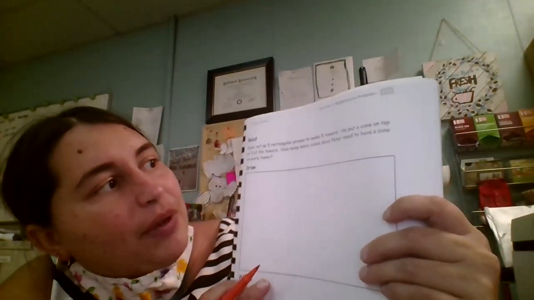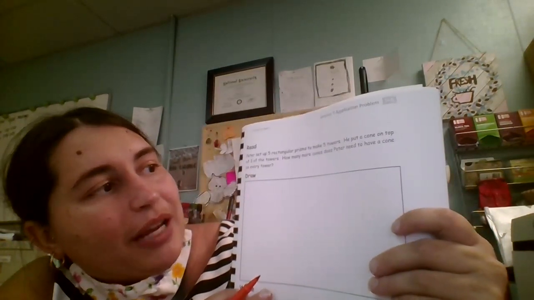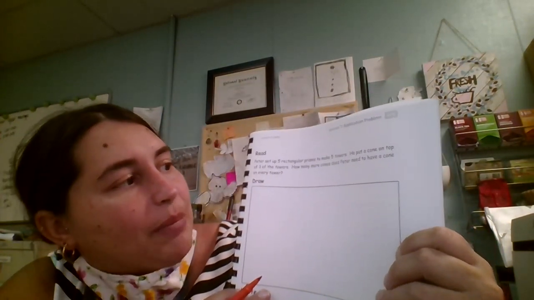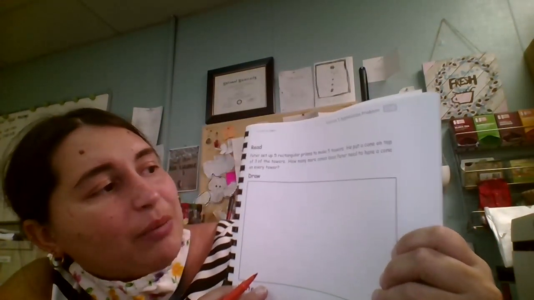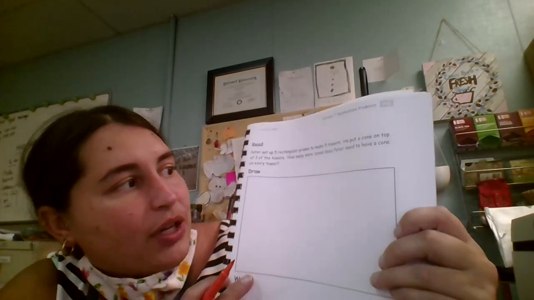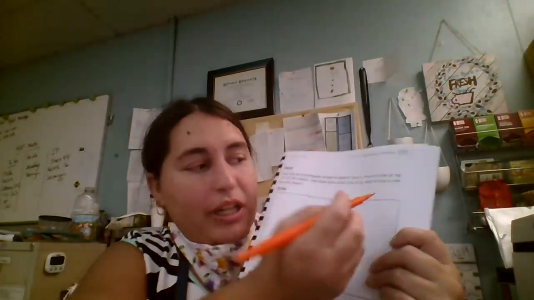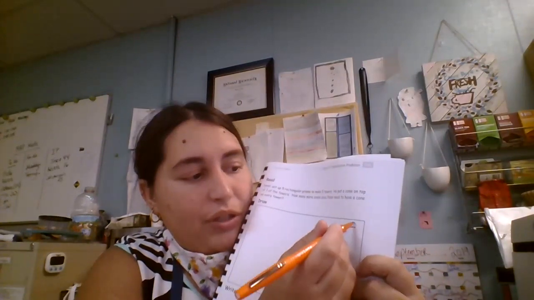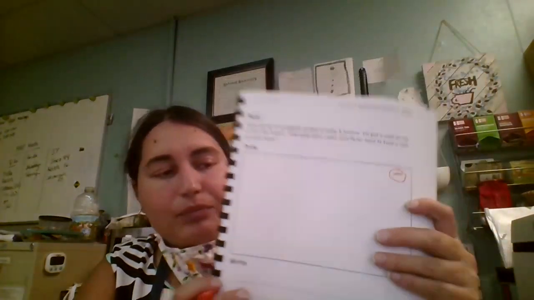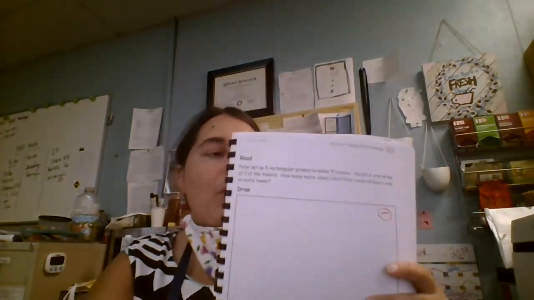Peter set up 5 rectangular prisms to make 5 towers. He put a cone on top of 3 of the towers. How many more cones does Peter need to have a cone on each tower? So we're trying to compare. How many does he need? We're going to subtract. So let's read it again to figure out what we need to do.